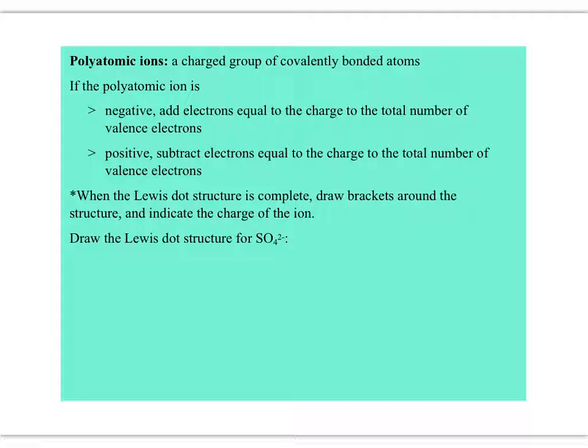When we're done with our Lewis dot structure, we always draw brackets around that structure and indicate the charge. So, for example, we've got the sulfate polyatomic ion there. 6 valence electrons for the sulfur, 6 valence electrons for the oxygen times 4, and then that -2 charge means 2 extra electrons. Add that all together, that is 32 valence electrons.